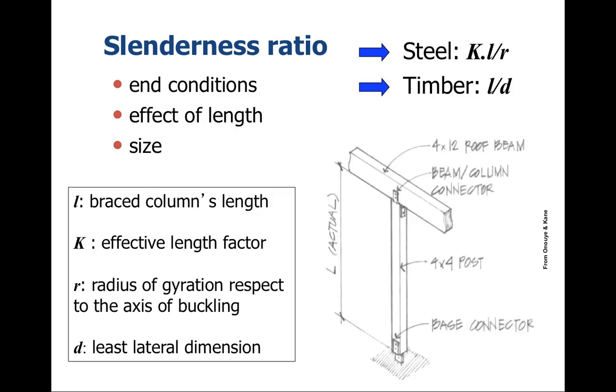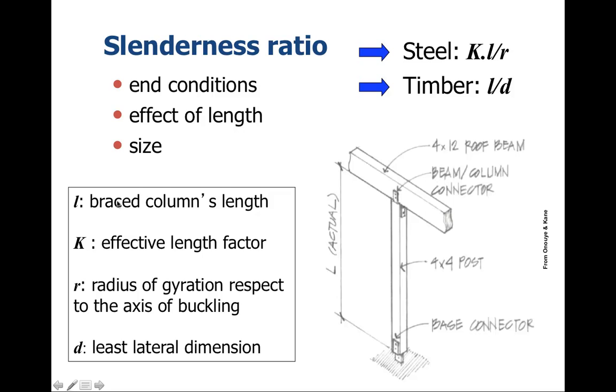All right, so some things related to the slenderness ratio. We have two sort of scenarios: one is for steel and one is for timber. One consideration is the end conditions. How is it fixed at the top and the bottom? Another condition is what effect does length have, and also what about the size? This would be the cross-sectional area, or the size, the geometry of the column.